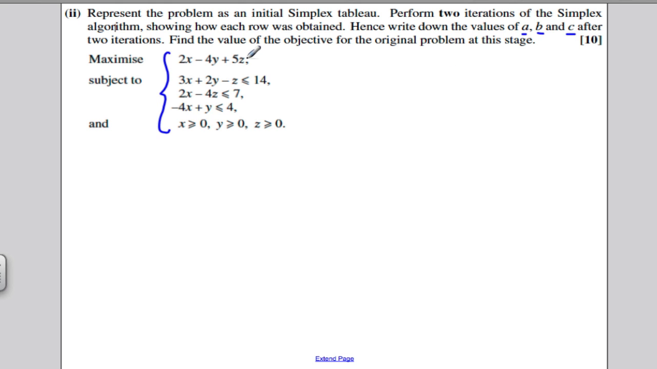So now we're in familiar territory. We've got a maximization problem, all 3 constraints are less than or equal to, and we've got a non-negativity constraint for our variables x, y and z. So everything is as we like it. I'm going to define Q to be equal to 2x minus 4y plus 5z, the thing we're trying to maximize, and as I always do at the start of the simplex, I'm going to make my objective function equal to 0.